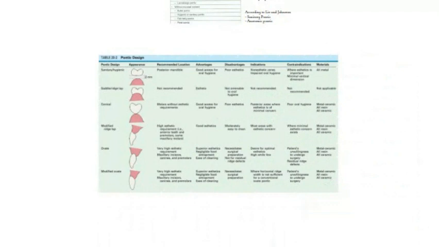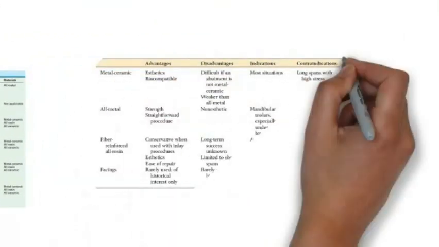Modified ovate. It is similar to ovate Pontic except that the gingival convexity is in more labial relation to the ridge. Based on materials, it is classified as metal ceramic, all metal, fiber reinforced or resin facing.